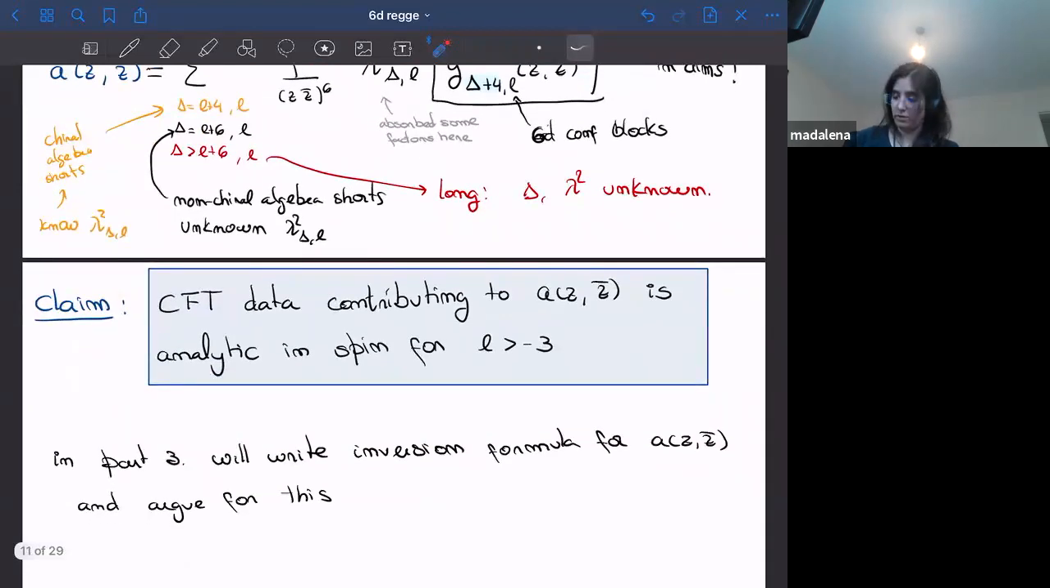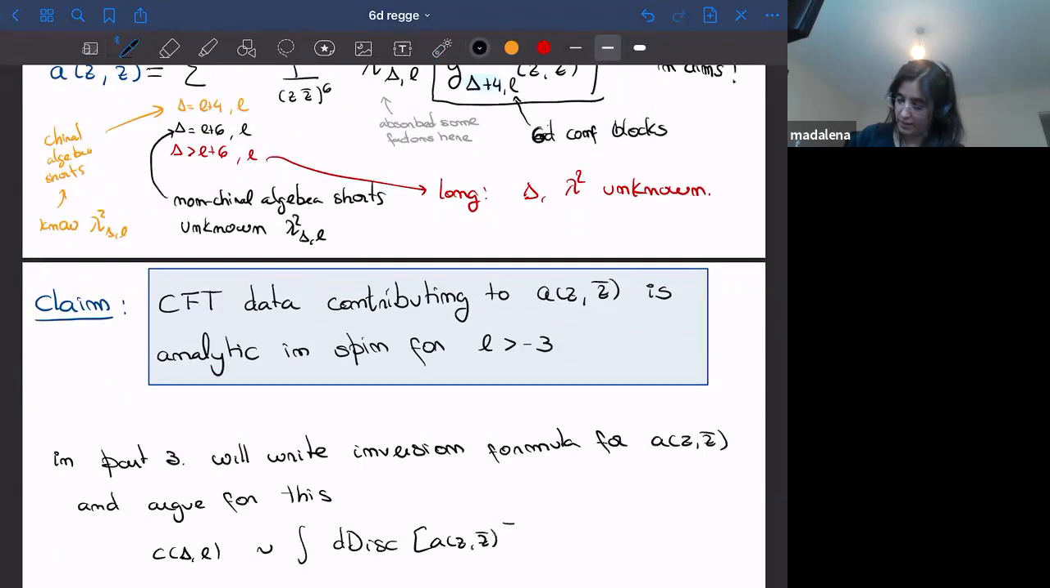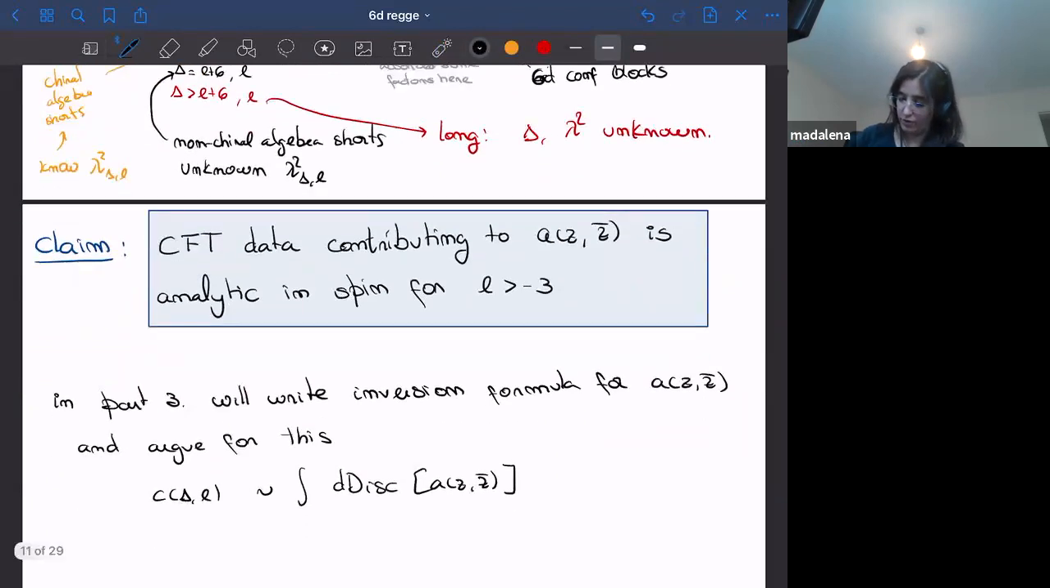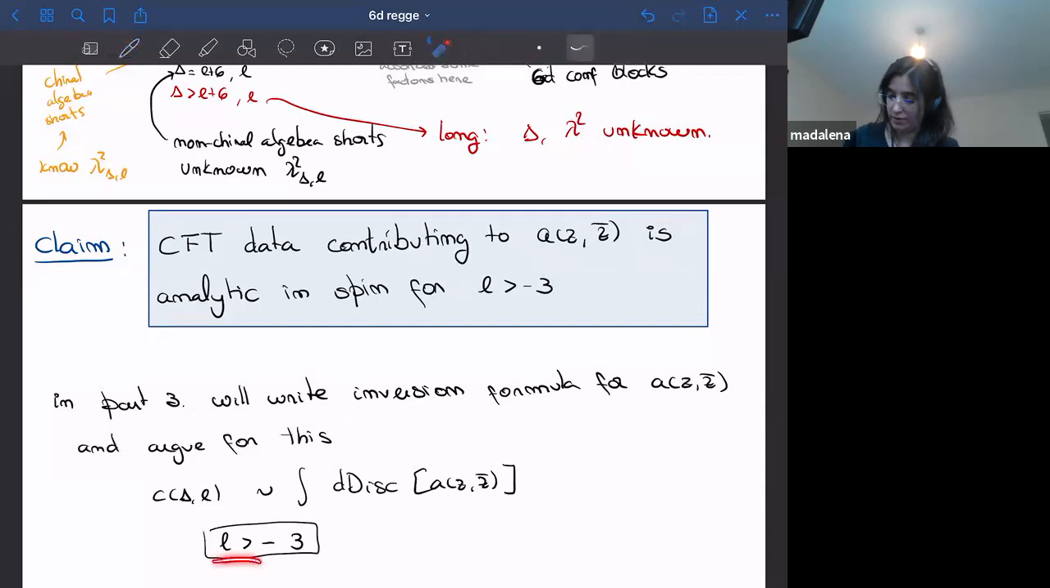So we will do this by writing an inversion formula for, again, some function c(delta, l) that is written from the double discontinuity of a. So we will just follow Simon's derivation, except supersymmetry will allow us to have this for spins greater than -3. So now I'm just claiming it. I will argue in a little bit.